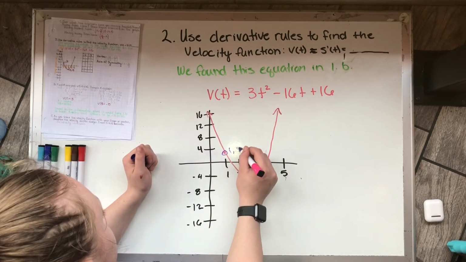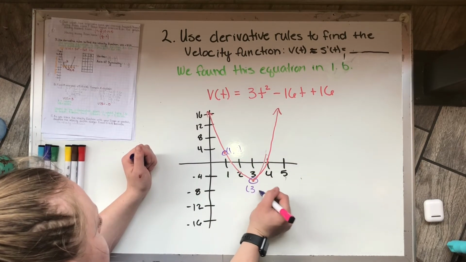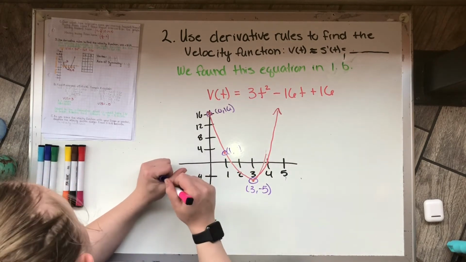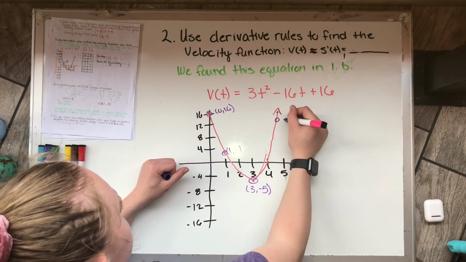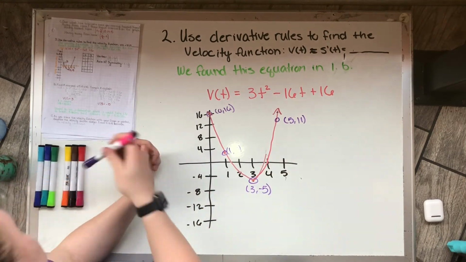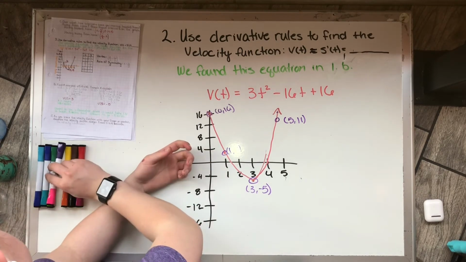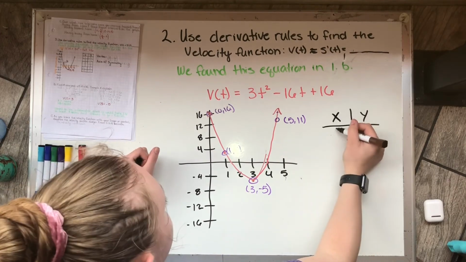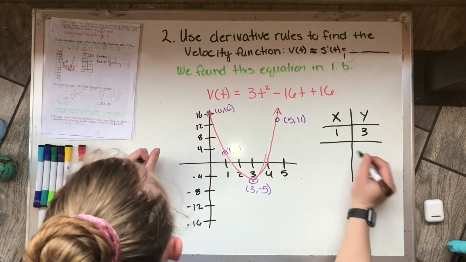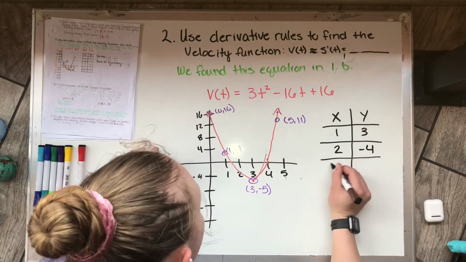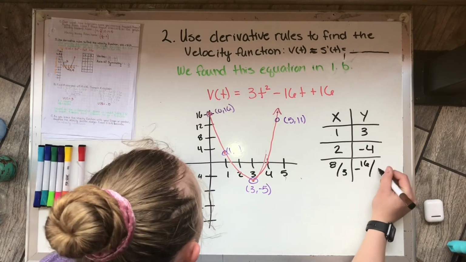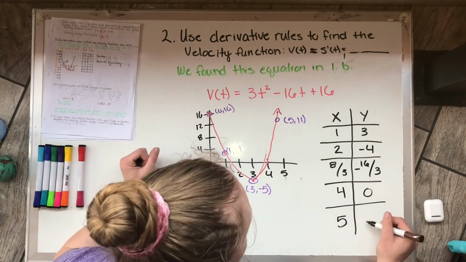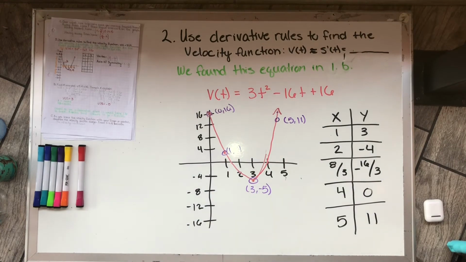So I'm going to mark the points. Again, I already said the points, but 1 and 3, 3 and -5, 0 and 16, and 5, 11. Here are all of the x and y values that the graph hits. Again, 1 and 3, 2 and -4, 8/3 and -16/3, which is, by the way, the vertex. And 8/3 is the axis of symmetry. And then you get 4, 0, and 5, 11.